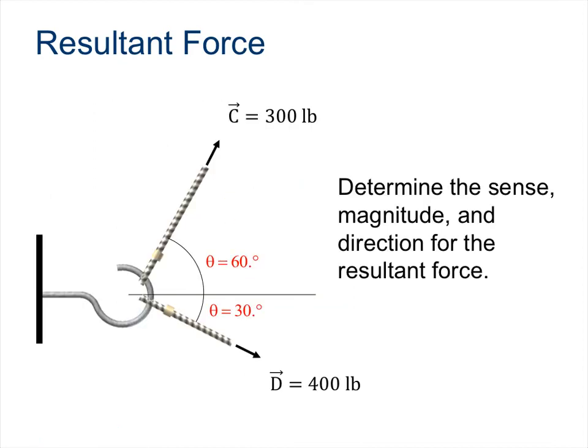In this next example, we're asked to determine the sense, magnitude, and direction for the resultant force. Here we have two tension forces. Vector C is being applied with 300 pounds of force at an angle of 60 degrees counterclockwise from the positive x-axis. And we have vector D that's being applied with 400 pounds of force at an angle of 30 degrees clockwise from the positive x-axis.